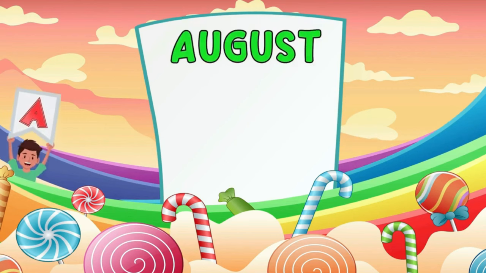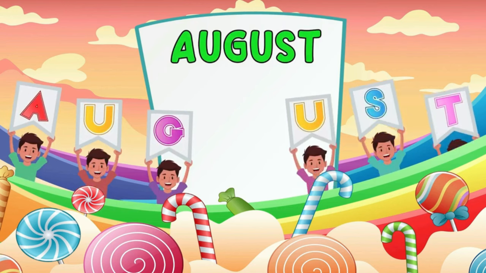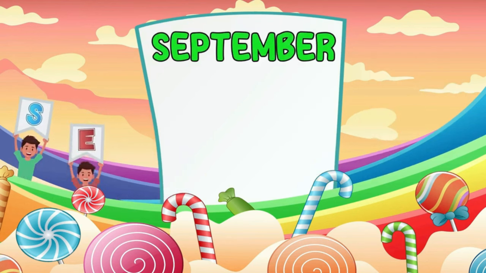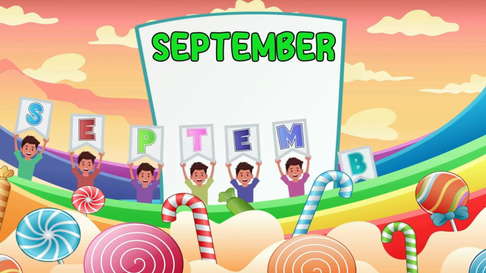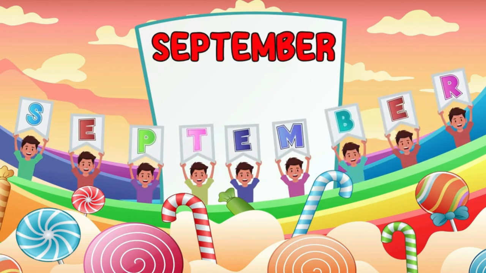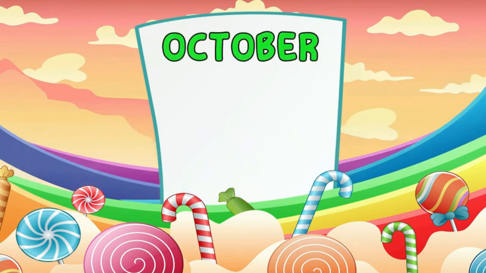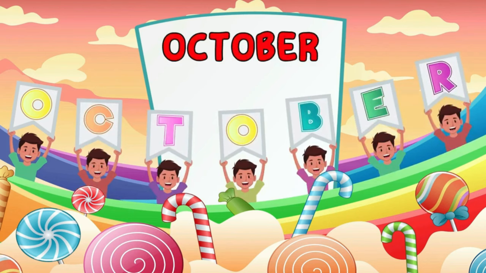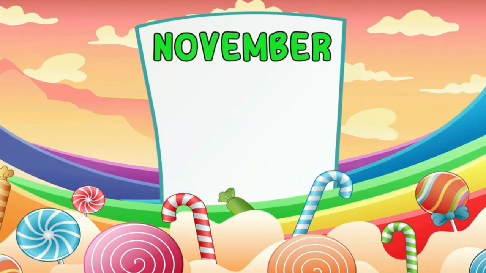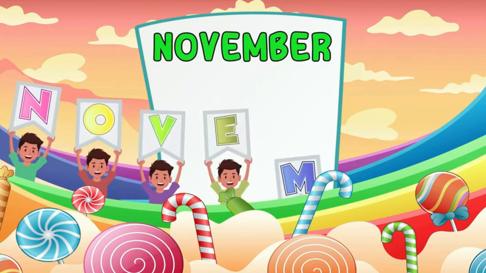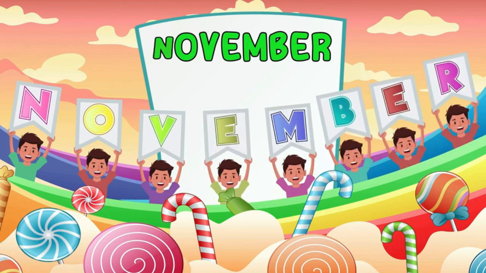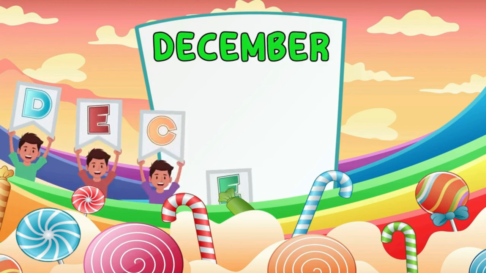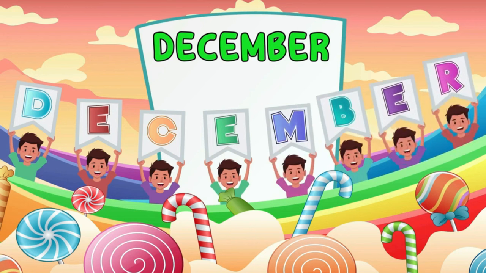August. A-U-G-U-S-T. August. September. S-E-P-T-E-M-B-E-R. September. October. O-C-T-O-B-E-R. October. November. N-O-V-E-M-B-E-R. November. December. D-E-C-E-M-B-E-R. December.